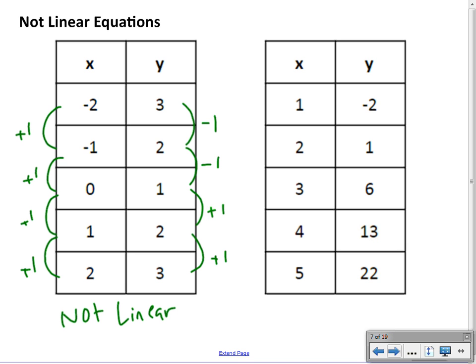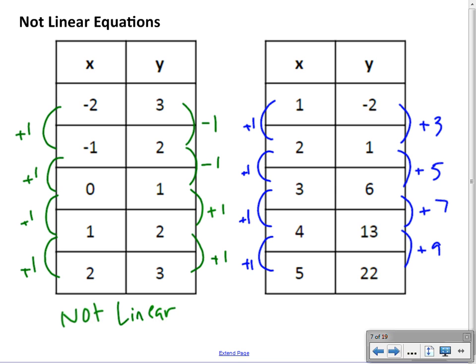Okay, same with this one here. Yes, we have a constant change in our x values of plus 1. But again, when we go to look at our y values, we go from adding 3 to adding 5, and then 7, and then 9.